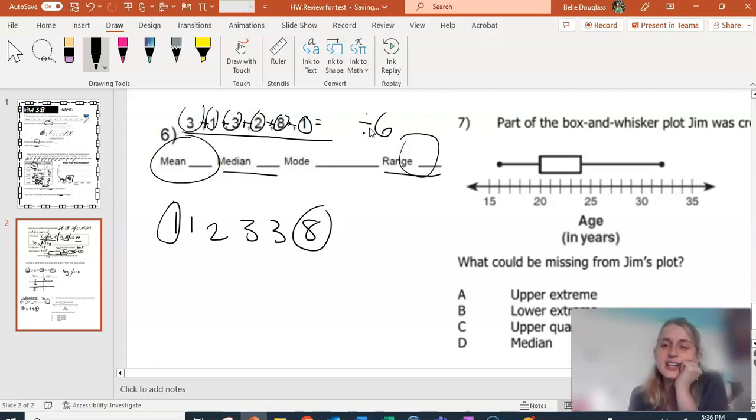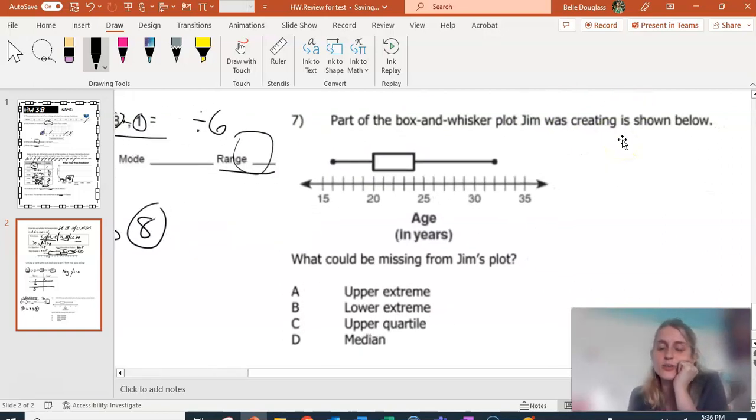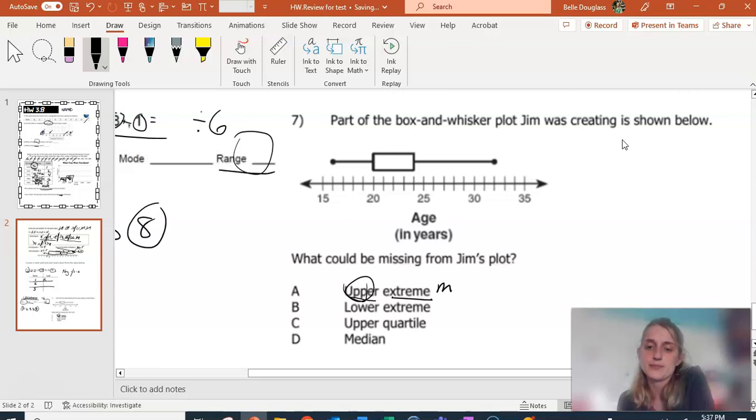Last one. Oh, this one is interesting. All right, so we have a box and whisker plot, but something's wrong. This person, Jim, forgot one part of the box and whisker plot. Is it the upper extreme? What does that mean? Upper would be like bigger, right? The bigger extreme. If I tell you you are extremely loud, that means you are the loudest. So if I'm looking for the uppermost, the biggest, that would be the maximum.